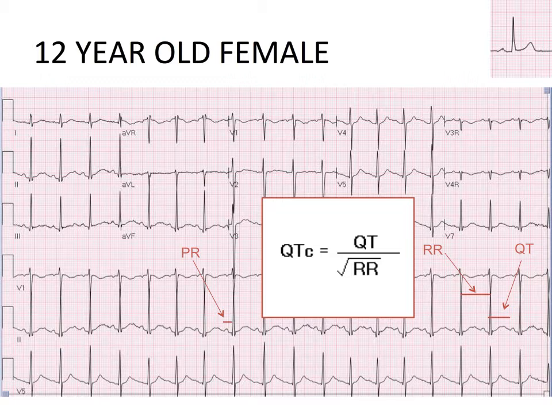Before we skip ahead, take a minute to look at the morphology. In this EKG, the morphology of the P waves, QRS complexes, ST segments, and T waves are normal. Therefore, our only abnormality on this EKG is the prolonged QTC.